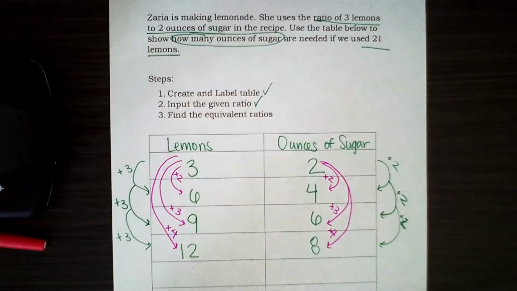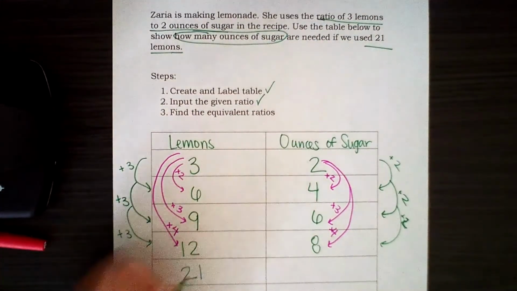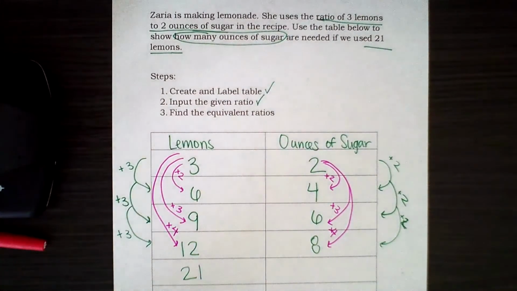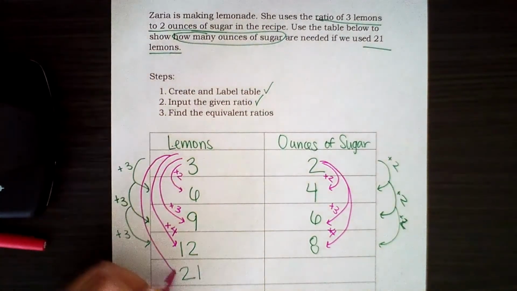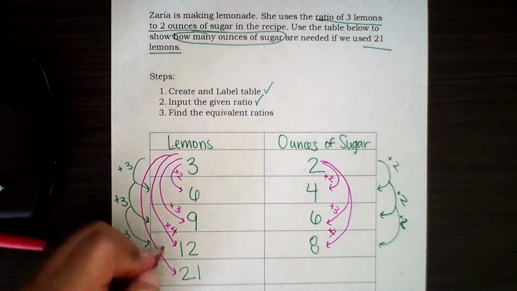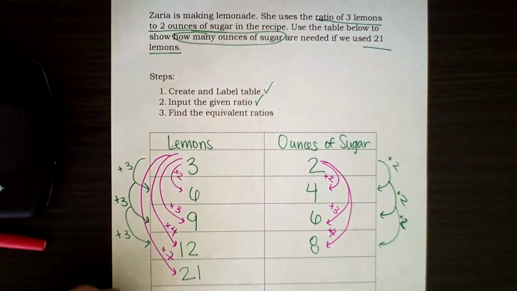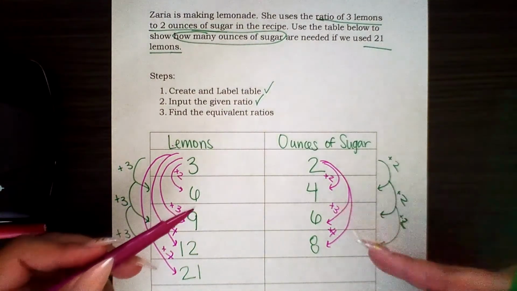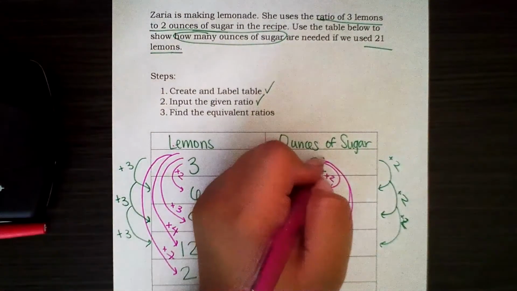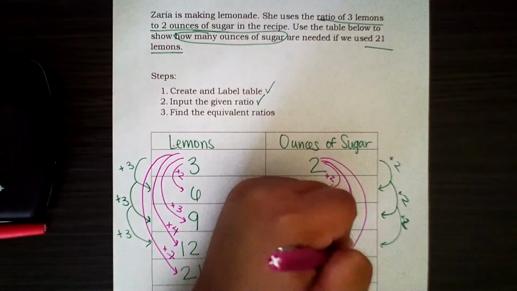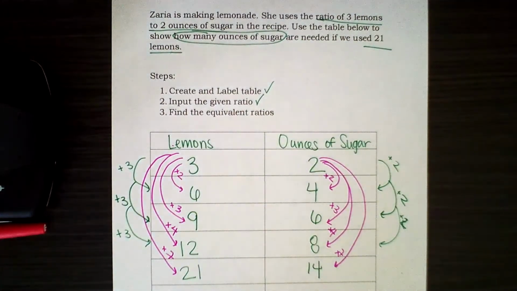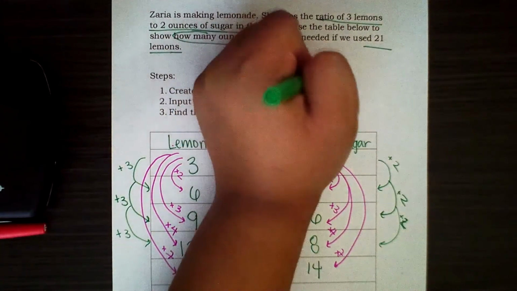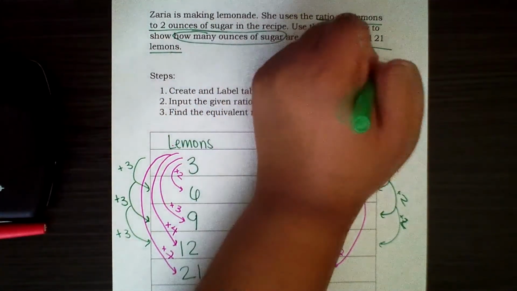So instead of trying to keep adding and skip counting, what if we wrote 21 here for my 21 lemons? How many groups would that be? Meaning 3 times what would give me 21? 7. Well, if I notice again, I did the same thing on the ounces of sugar, so I can do the same thing and do 2 times 7, and that would give me 14. So that means I have a total of 14 ounces of sugar.